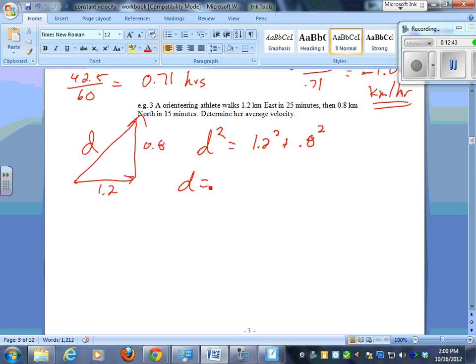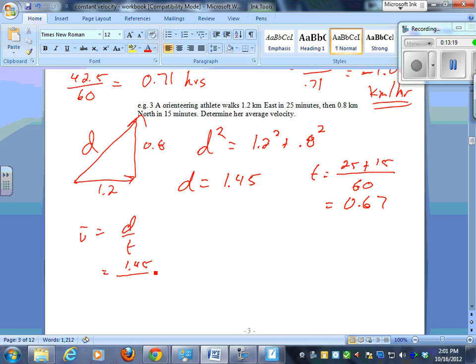Okay. Now let's take our time. Our total time is 25 minutes plus 15. Would you guys be okay if I wrote 25 plus 15 all over 60? 25 plus 15 is 40, divided by 60 is 0.67. Okay. And now I'm going to go V bar equals d over t, and I get 1.45 divided by that: 2.16.